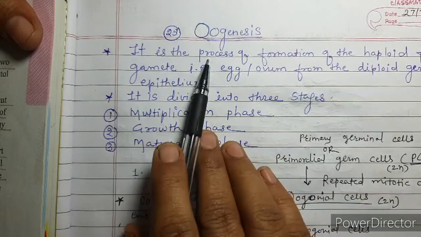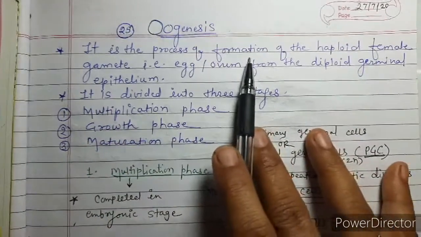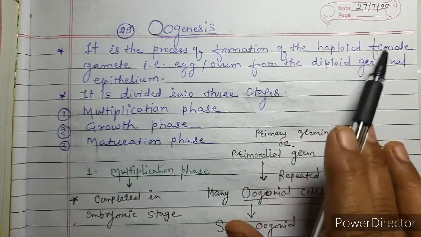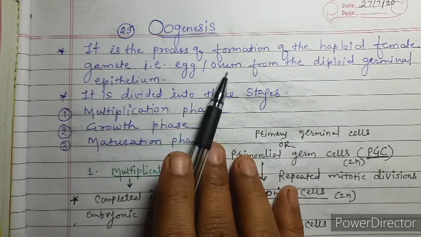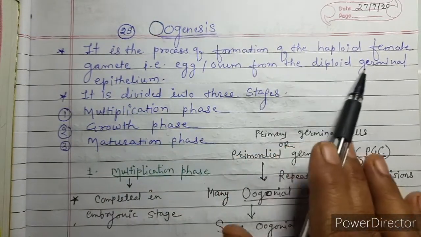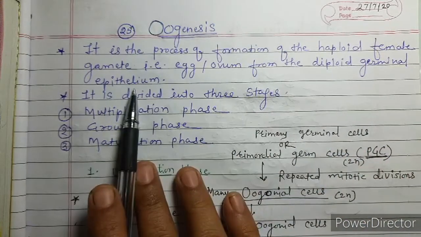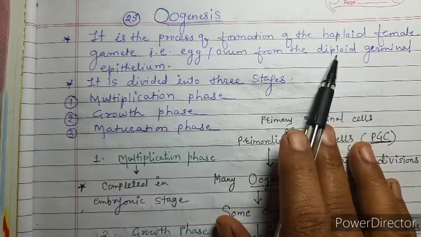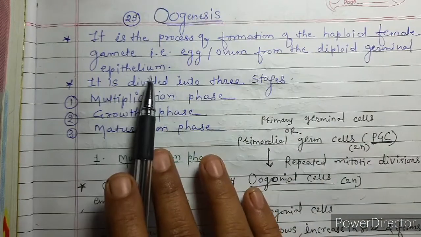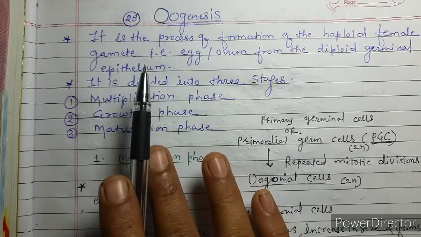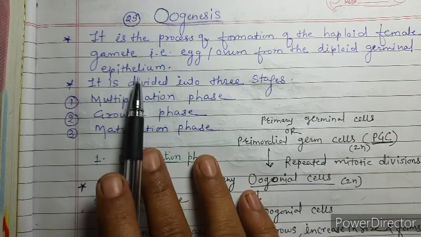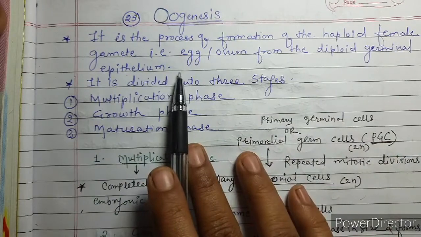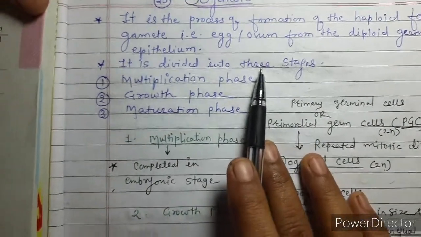It is the process of formation of haploid female gamete, that is egg or ovum, from the diploid germinal epithelium. You know that the ovary is lined by germinal epithelial cells. Now, these epithelial cells give rise to the haploid female gamete. This process is called oogenesis.